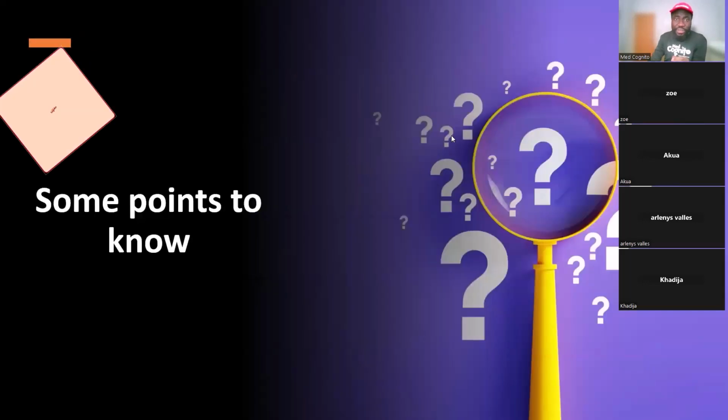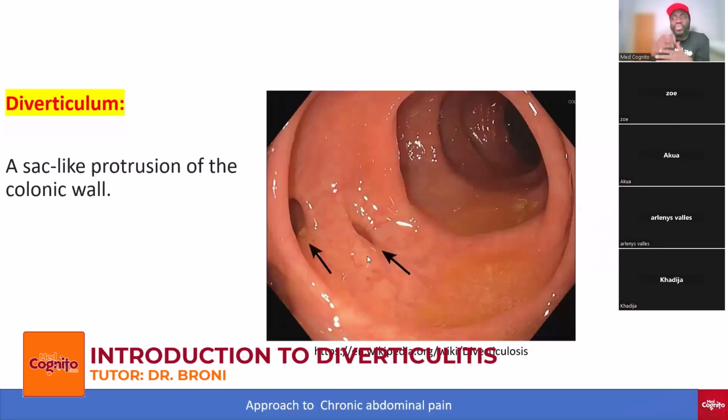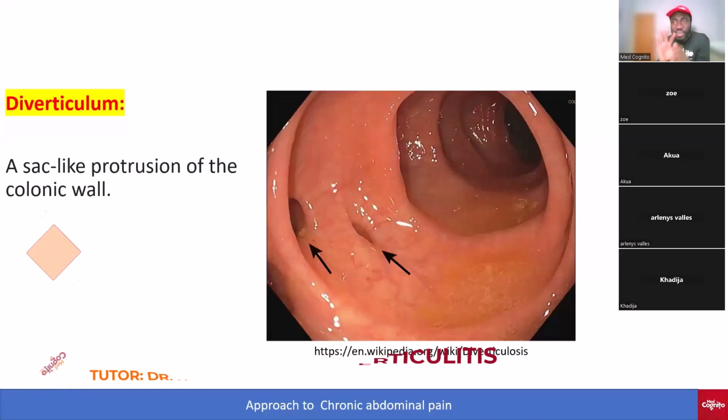Let's pick on diverticulitis. I want us to know some critical points, some very important points, because there are so many definitions we need to know so far as this particular medical condition is concerned. Number one, what is a diverticulum? A diverticulum is a sac-like protrusion of the colonic wall.